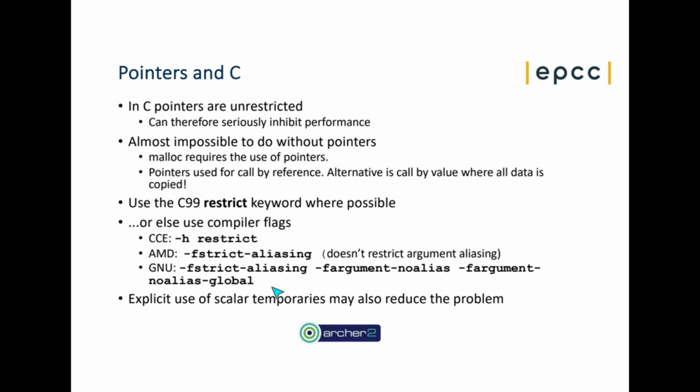You can also improve stuff by using scalar temporaries inside your performance critical loops. So have a scalar temporary, dereference the pointer, and store the value in the temporary. Use the temporary variable inside the loop, and then the compiler knows what it's doing. It knows you're not doing anything crazy with your pointers.